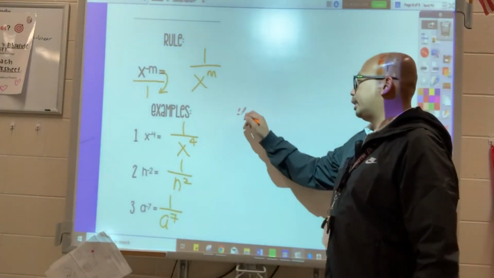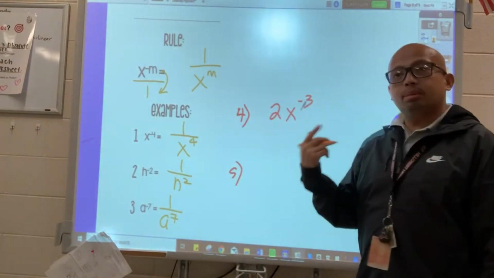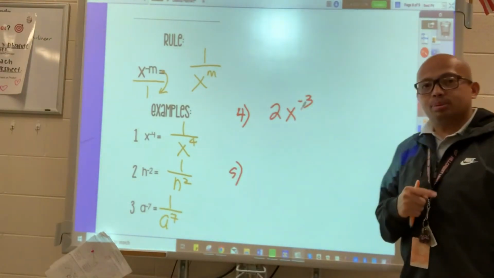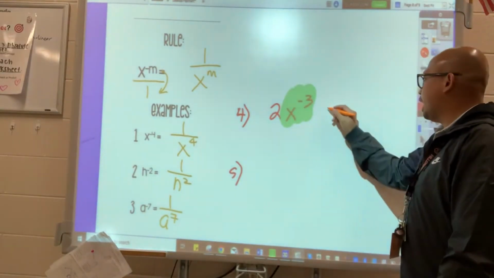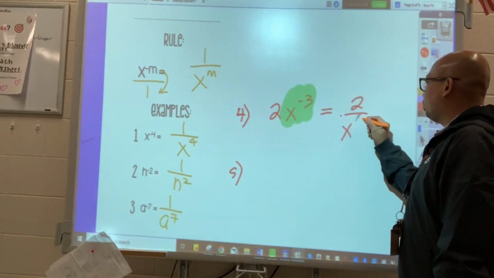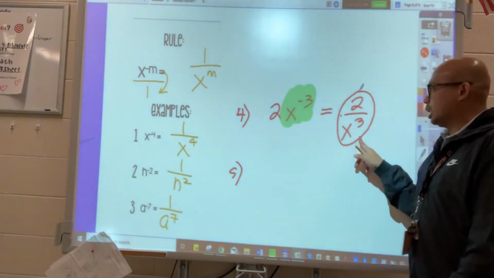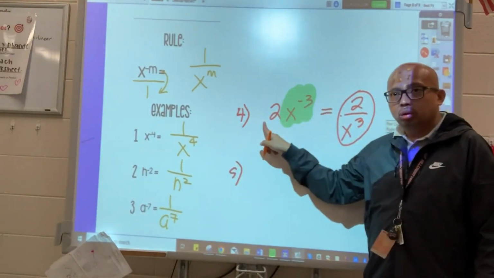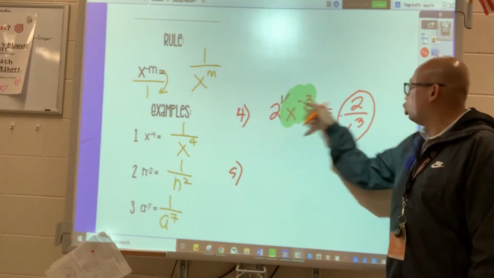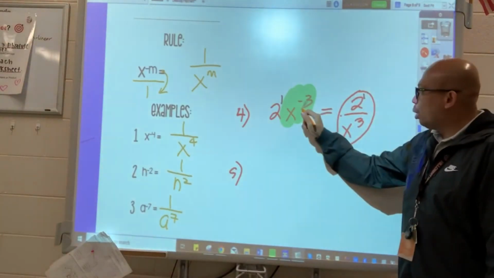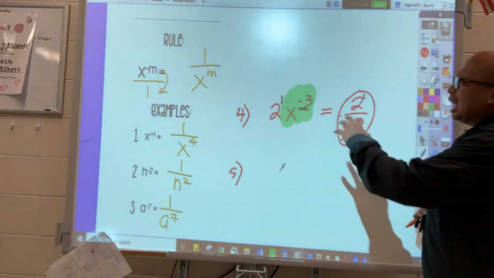A challenging problem will be like this. Watch me here. 4 and 5. If I have 2x to the negative 3, is this a simplified form? No, we cannot have a negative exponent. So what do we do? This portion here in green has to go down. So the answer here is 2 over x to the positive 3. Mr. O, why is the 2 placed on top? Why is it not with the x? Because what is the exponent of 2? There's an imaginary one there, remember? Is that one positive or negative? That's positive. So that 2 remains where it is. Only the base with the negative exponent has to go down.